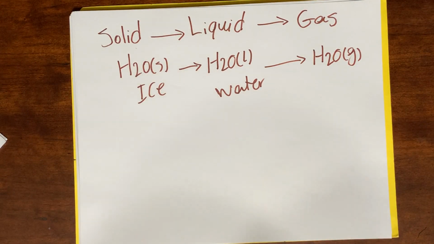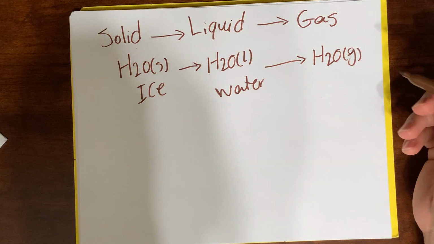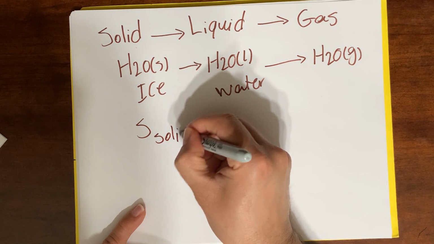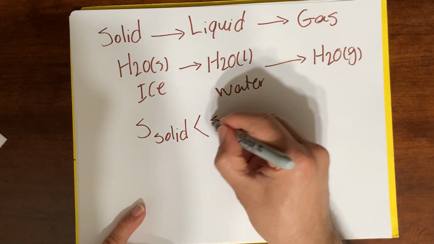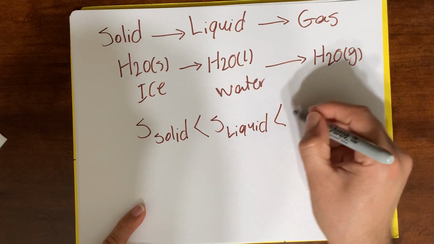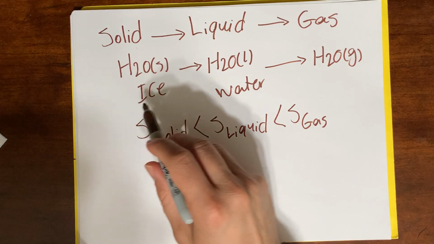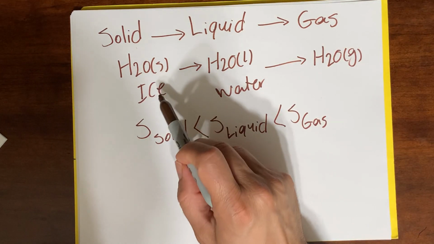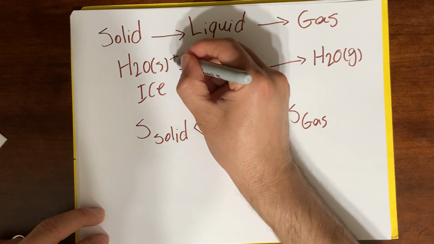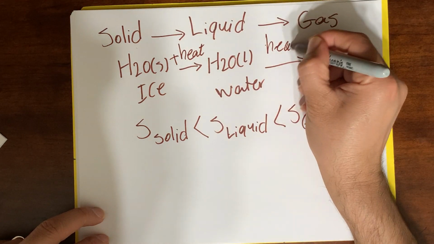Still, in this case, I will say the entropy increases. Entropy of the solid is less than entropy of liquid, which is less than entropy of gas, because in order to move from solid to gas, we need to add heat. Okay. We are adding heat.